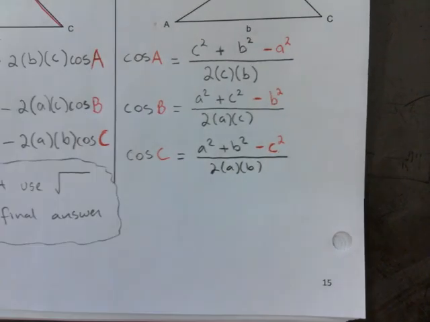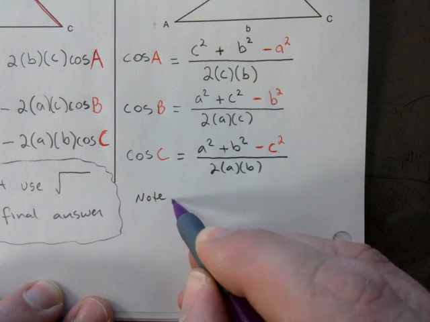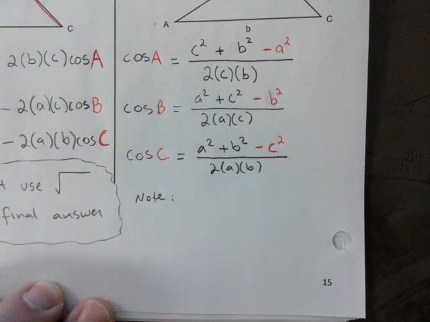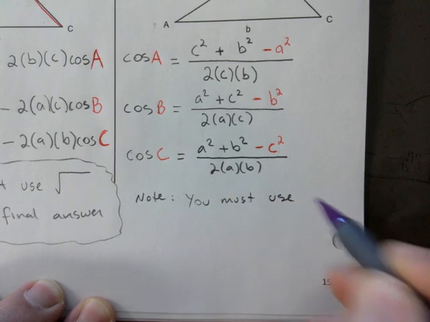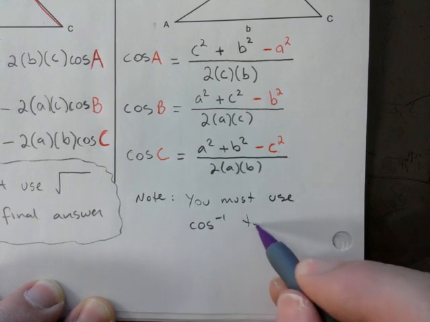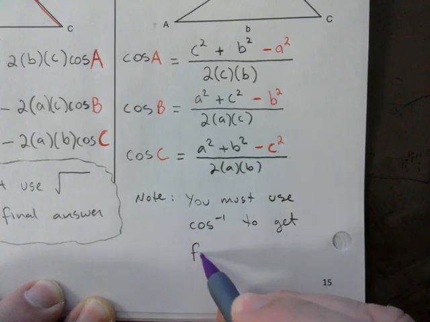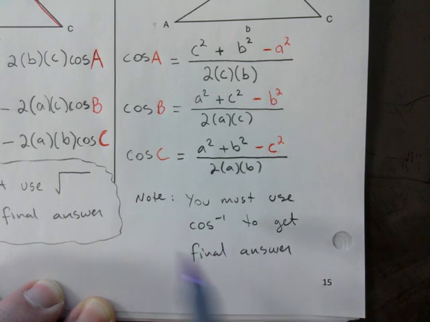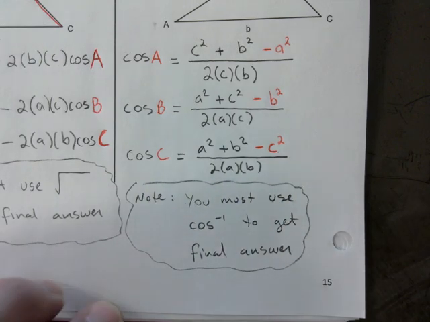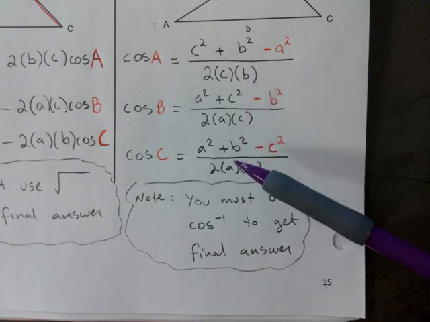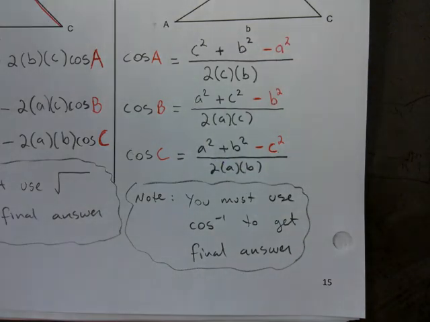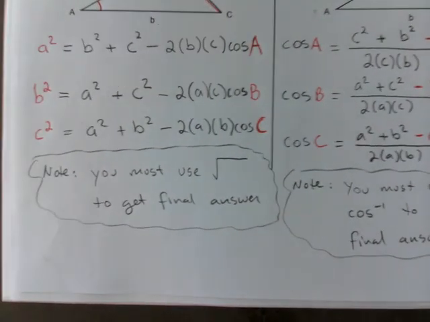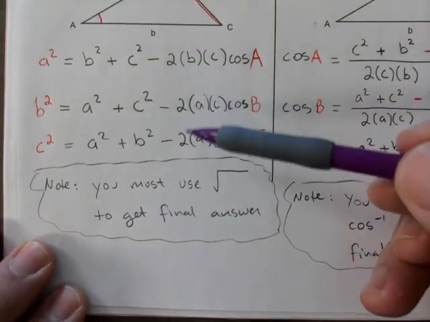Write down a note here. Note. What do you think you're going to have to do to find the angle? So a sine inverse for sine is going to be cosine inverse for this. You must use cosine inverse to get the final answer. What's the only time you're even going to consider using one of these? When you have all 3 sides. Okay, that's the only time you're going to even consider using this. If you have 2 sides that are sandwiching the angle, you're going to take one of these approaches.